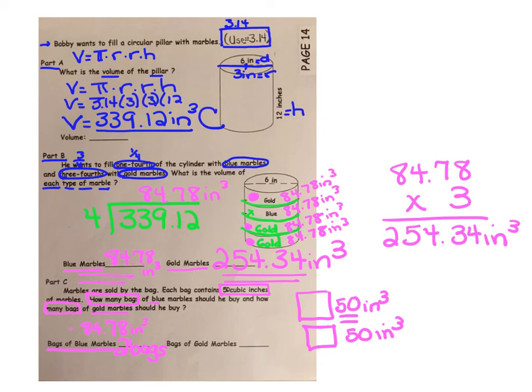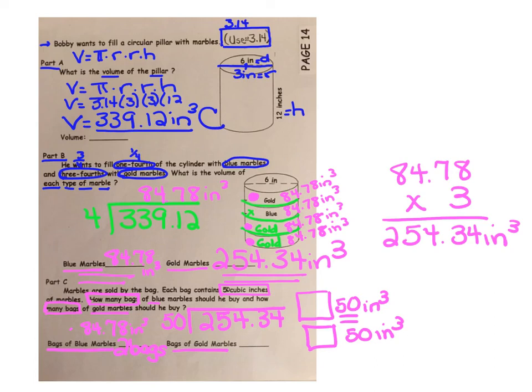There is a different way to do this problem. Let's look at the gold. We know the volume of the gold marbles is about 255 cubic inches. But let's write down the exact amount. And we know a single bag of marbles, if we purchase them off the shelf, will fill 50 cubic inches of space.